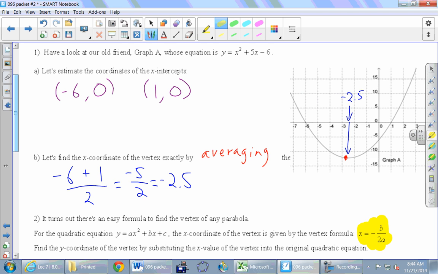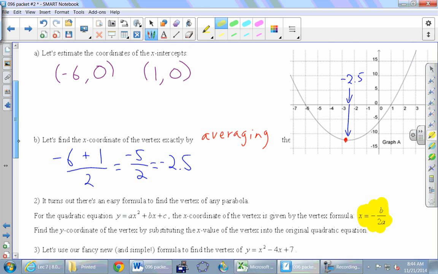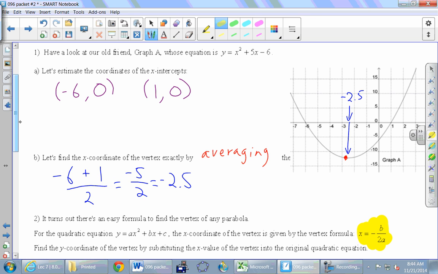Okay, so there's the important formula for the day. It turns out you don't need to find the x-intercepts and then average them to find the vertex. We can do this simple formula, so let's see it in action. We're starting with the quadratic listed at the top. So we should be able to pick off the values of a, b, and c. How much is a? It is 1, that's the guy in front of x squared. b is +5, c is -6. So that's the a, b, and c.